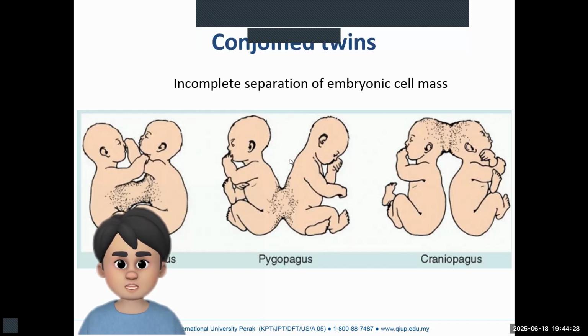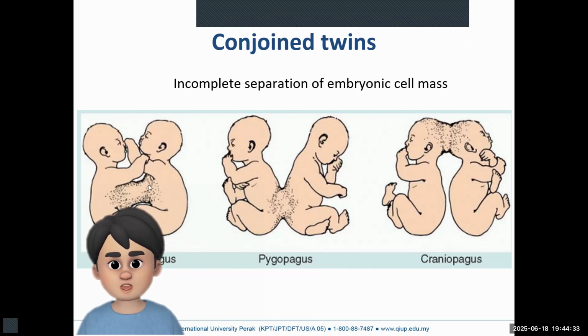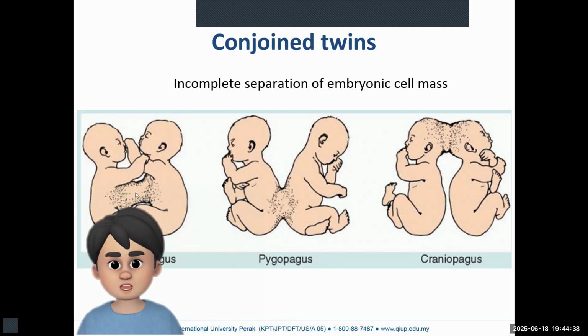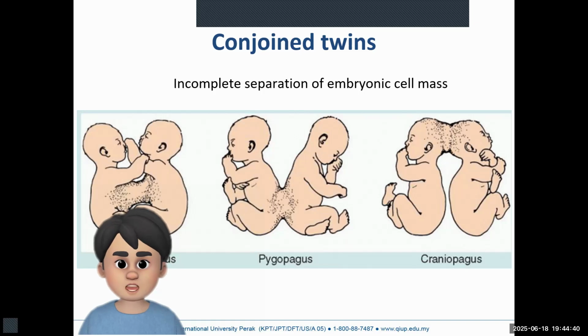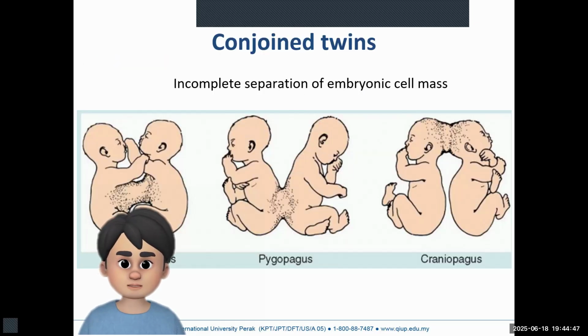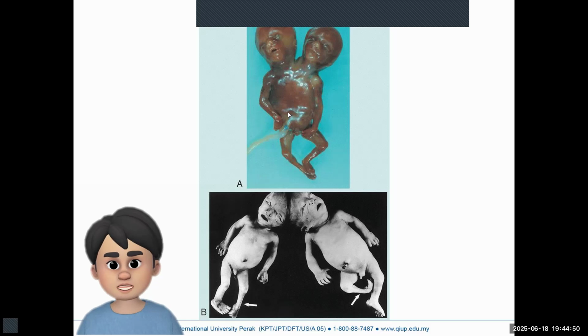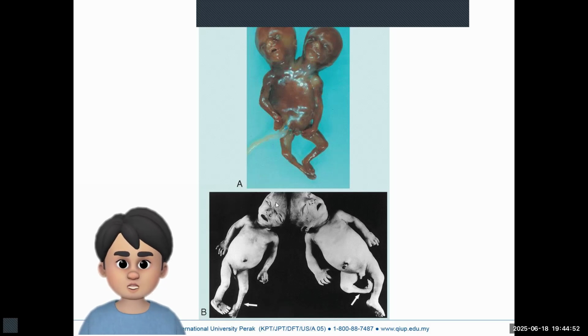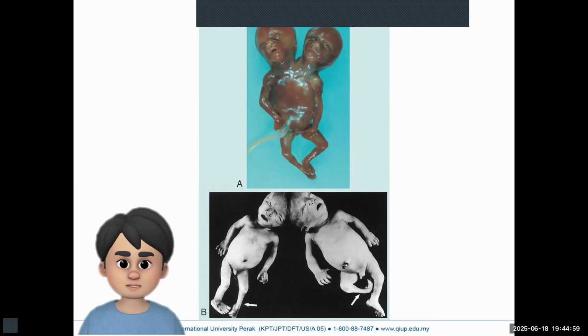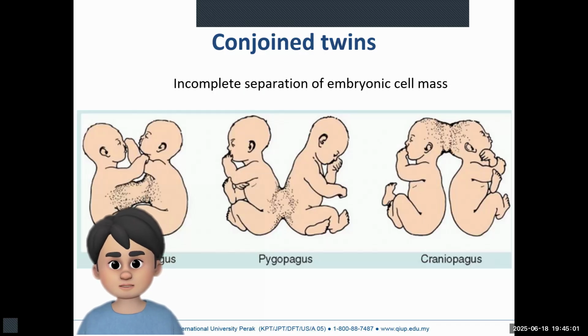Pigopagus means it has been connected from the back. Thoracopagus means it has been connected in this area. So you can research more about thoracopagus, right? Now here, next one. See, normally they don't survive, as you can see. They don't survive, but some survive too. But even if they survive, it is the normal, it is death, right?